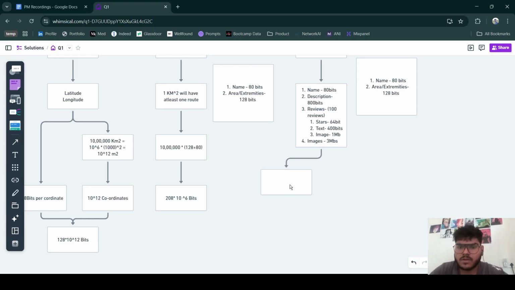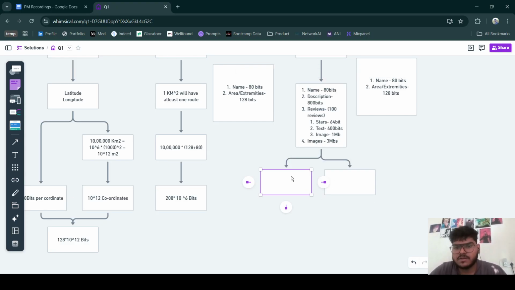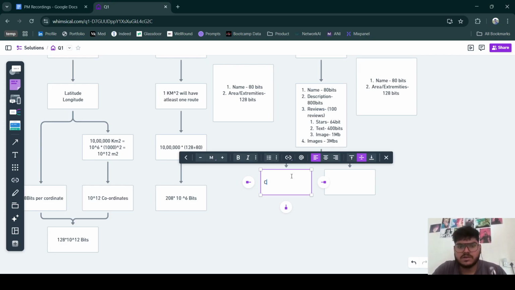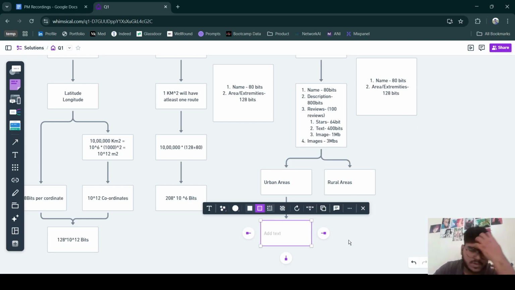So there will be things like highly congested urban areas and rural areas. If we assume urban areas, the urban areas will have a high density of stores per 1 kilometer square.